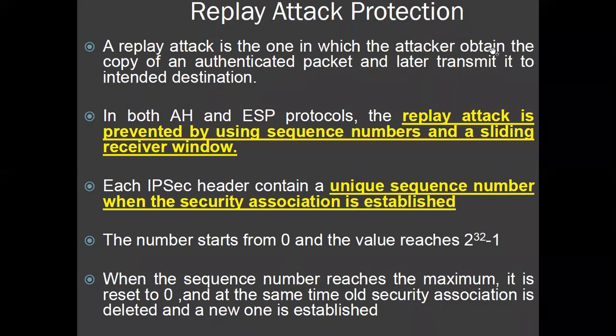and it also uses a sliding receiver window. Each IPSec header contains a unique sequence number when the security association is established. The number always starts with 0 and increases until the value reaches 2 raised to 32 minus 1. Why is it only up to 2 raised to 32 minus 1? If you remember, in both AH and ESP, the size of the sequence number field was 32 bits only.